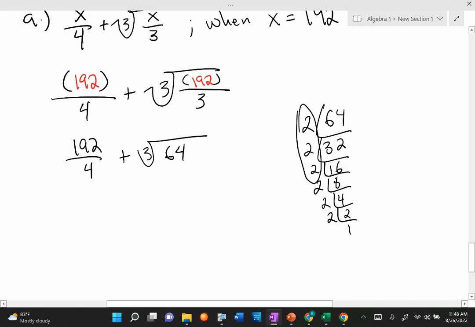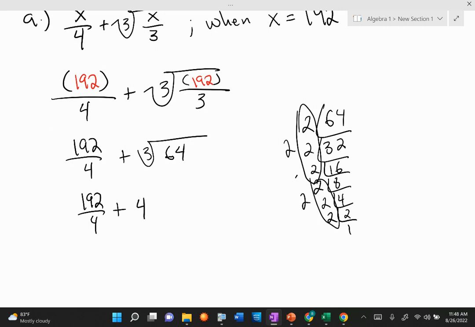So, we're going to group them up. How many groups of 2's do we have? We have 2 groups of 2's. Okay. What is 2 times 2? 4. So, we now have 192 over 4 plus 4. Now finish it out. What's 192 divided by 4? 48 plus 4 equals 52.